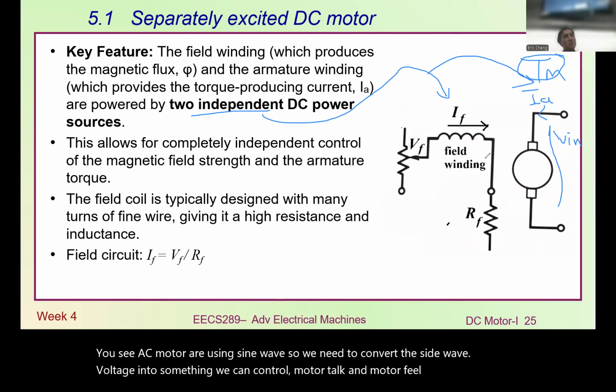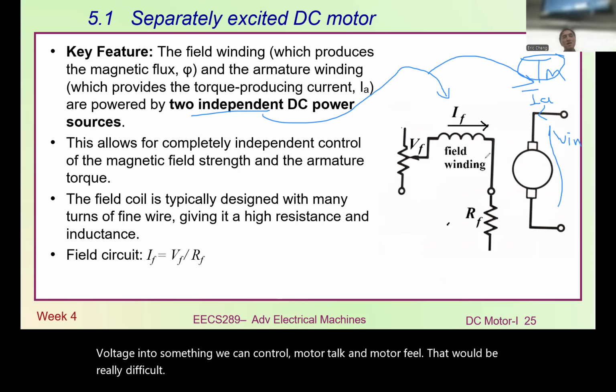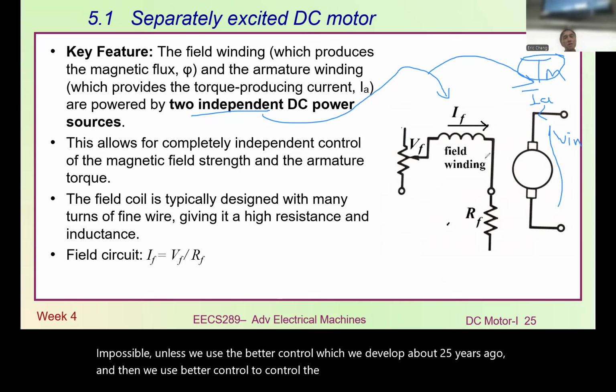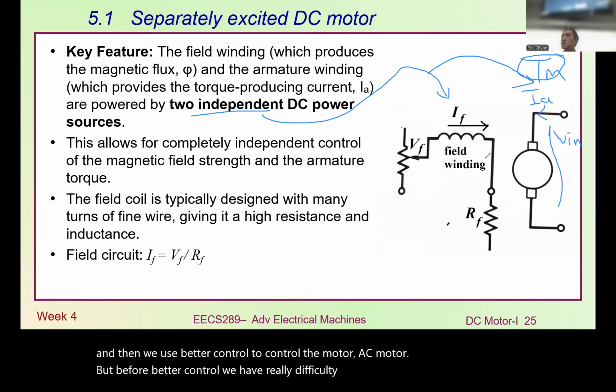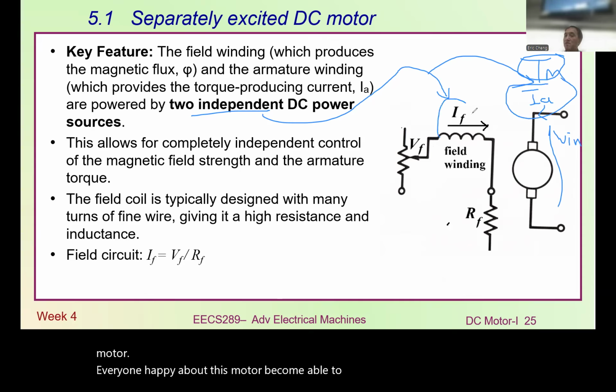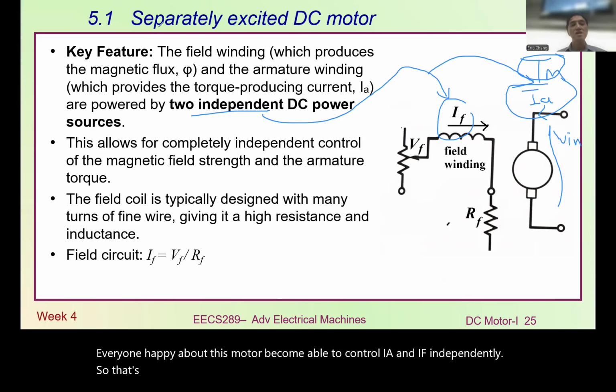That will be really difficult, impossible, unless we use vector control, which we developed about 25 years ago, and then we use vector control to control the AC motor. But before vector control, we had real difficulty controlling the induction motor or AC motor. But we always like to control induction motor like what we do with DC motor. Everybody is happy about DC motor because we are able to control IA and IF independently. So that is the picture of why we like separately excited DC motor.